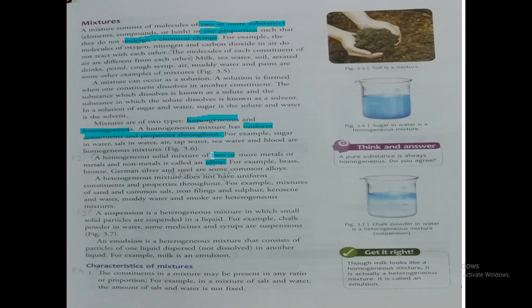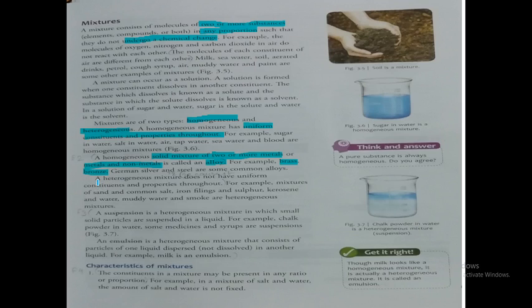Here you have a term, alloy. What is an alloy? It is a solid mixture of 2 or more metals, or a metal and a non-metal. It is a homogeneous mixture. Brass and bronze are all alloys.